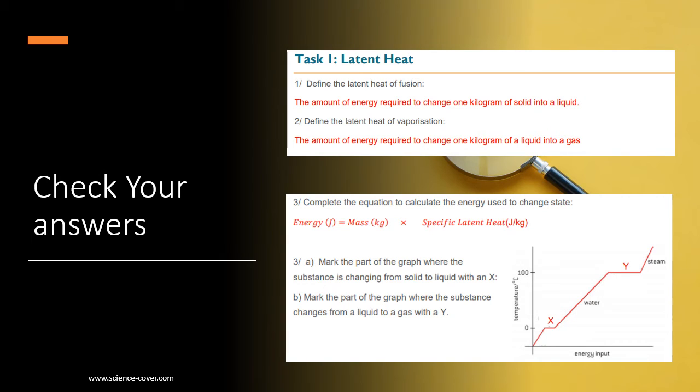Complete the equation to calculate the energy used to change state. Energy is mass times by specific latent heat. Mark on the graph where the substance is changing from a solid to a liquid with an X, and mark on the graph where it's changing from a liquid to a gas with a Y. Well, the X should have been placed on the constant temperature at 0, and the Y should have been placed at the constant temperature at 100 degrees Celsius.